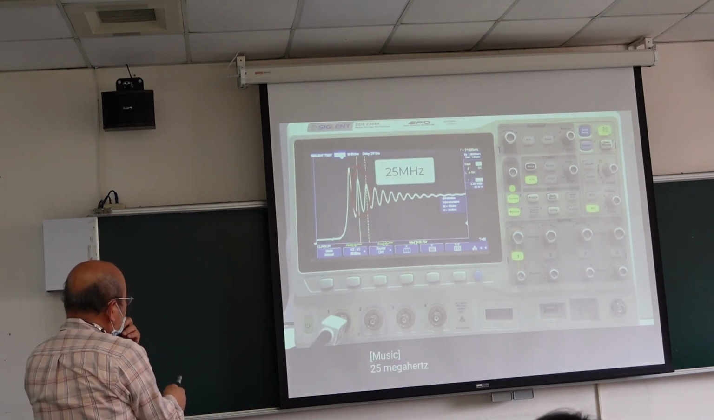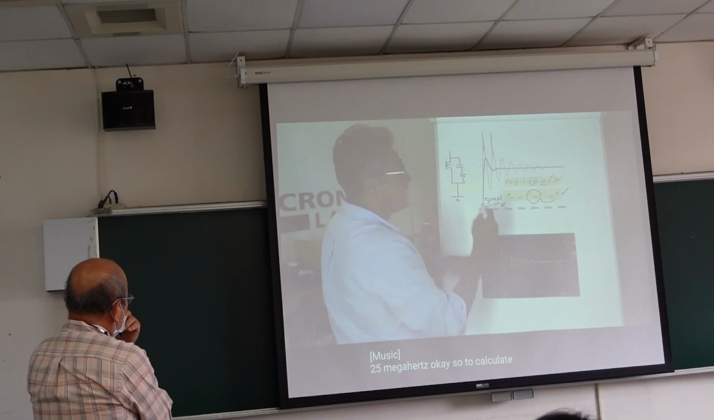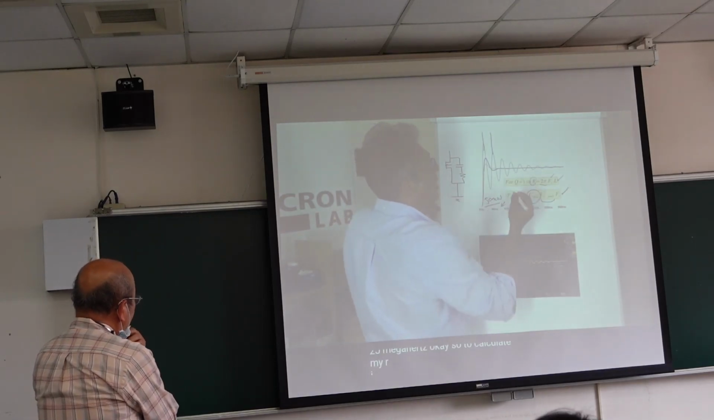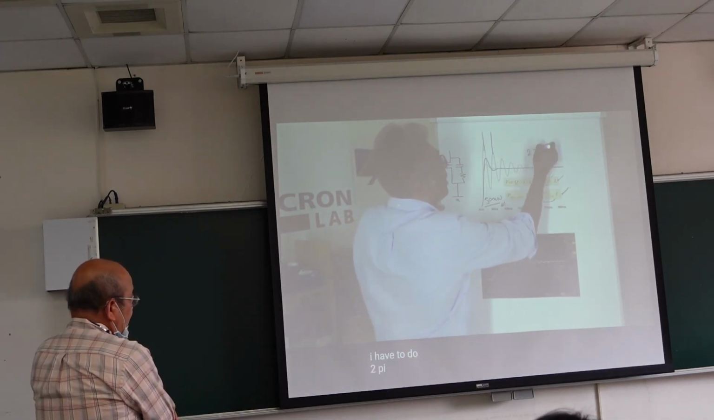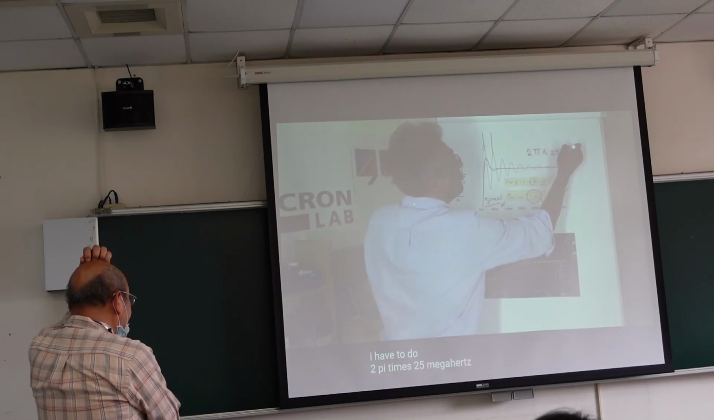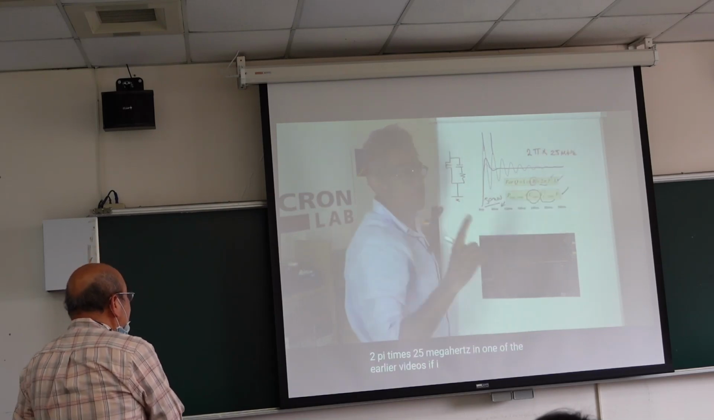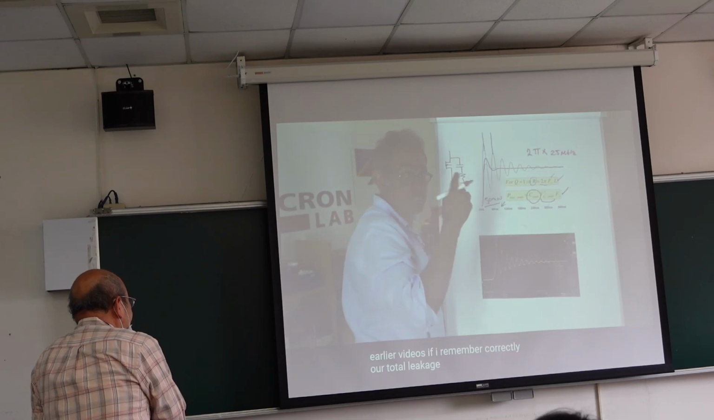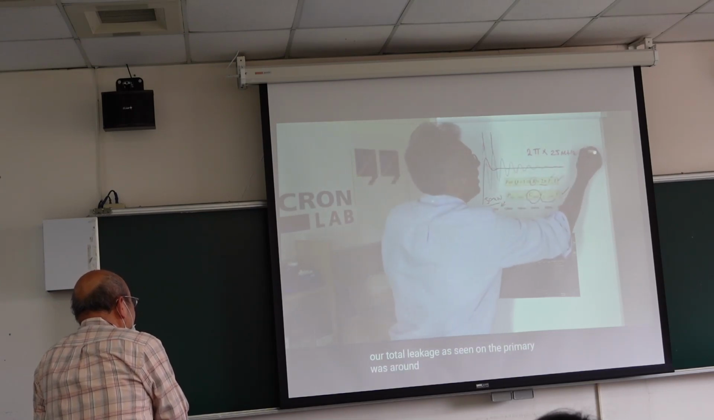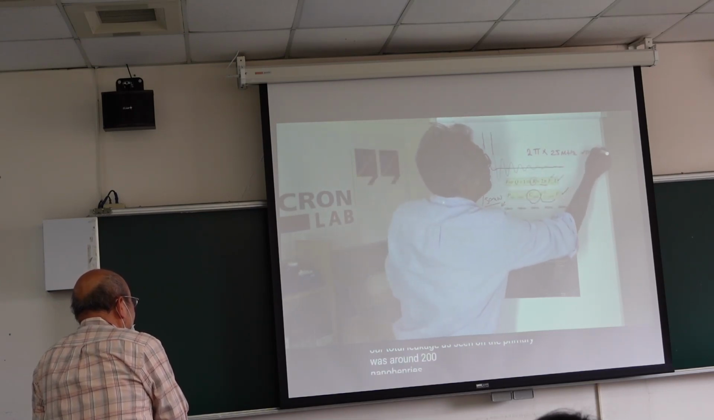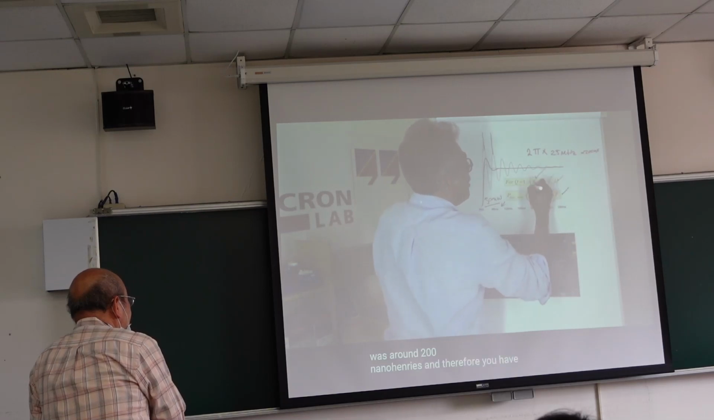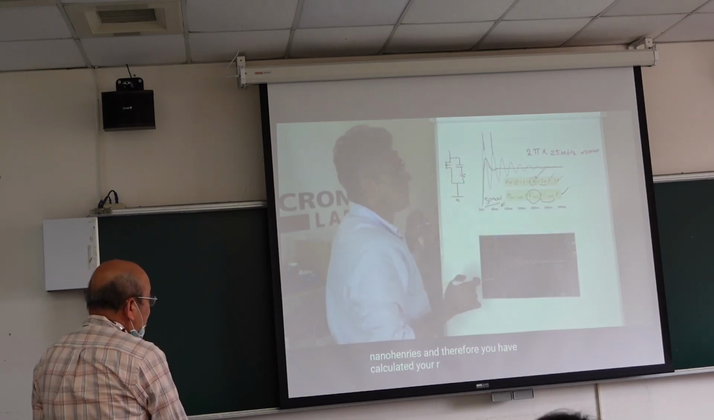25 megahertz. Immediate damage. So to calculate my R, I have to do 2 pi times 25 megahertz. In one of the earlier videos, if I remember correctly, our total leakage as seen on the primary was around 200 nanohenries, and therefore you have calculated your R.